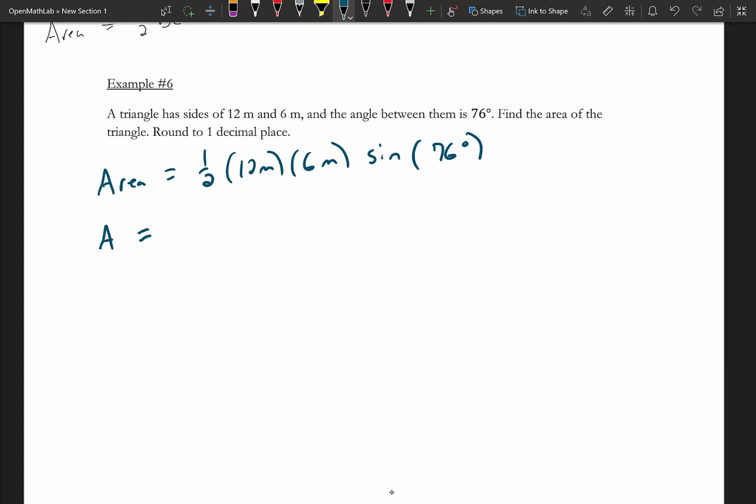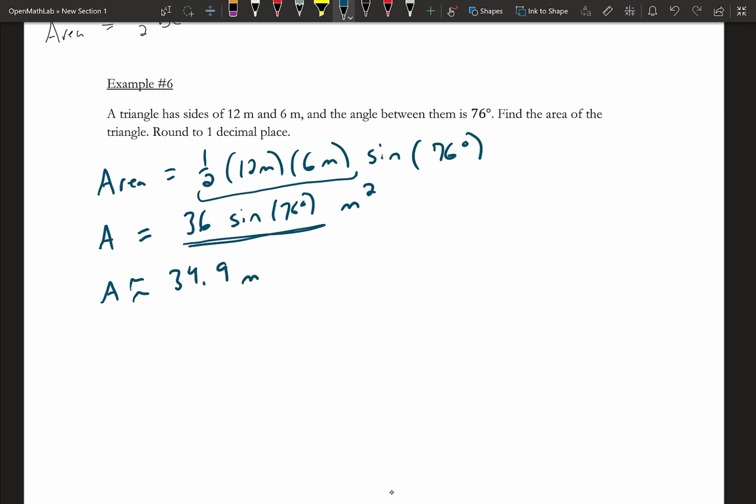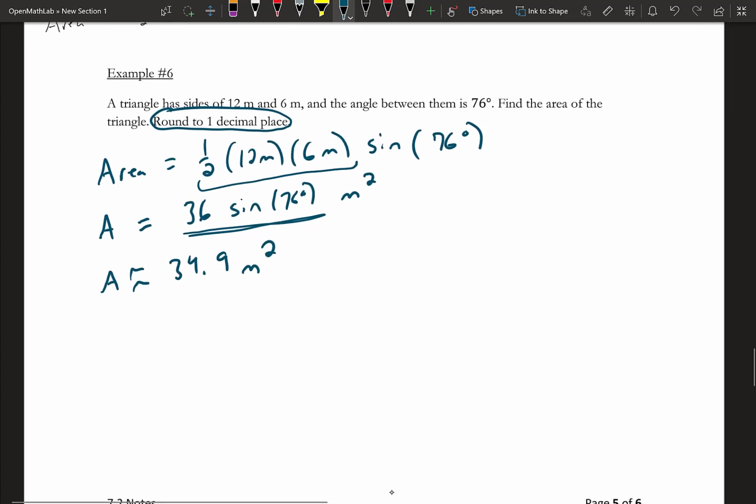I can simplify this part. 1/2 times 12 is 6, so 6 times 6 gives 36, and meter times meter gives meters squared. I'll put that at the end. I'll just do 36 sine of 76 degrees, and the units are meters squared, since we took meter times meter. That would be the exact answer. Then we want to round to 1 decimal spot, so if I put this in my calculator, you should get 34.9 meters squared, because we're told to round to 1 decimal spot.